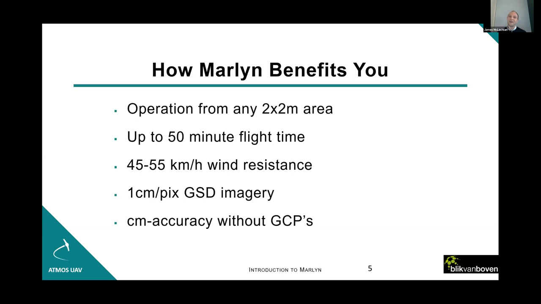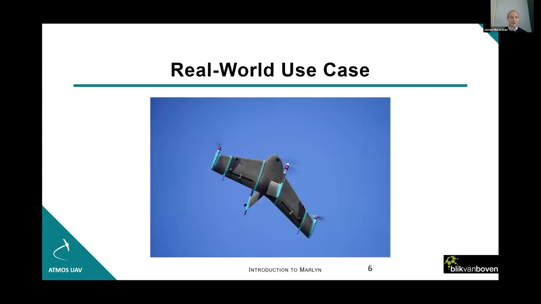On top of this, while you're doing your survey, it's possible to get imagery down to 1 centimeter per pixel GSD, and also get centimeter level accuracies without GCPs. But I'll let Norbert go into that. And what I'm going to do now is pass over to Norbert, who's going to tell you a little bit more about a real world use case with Marlyn.